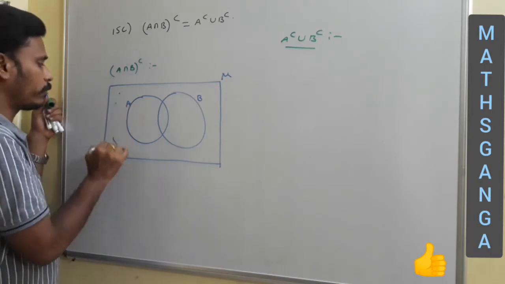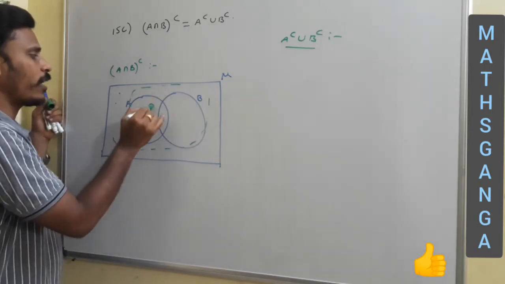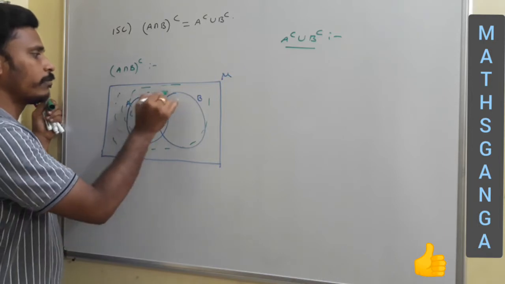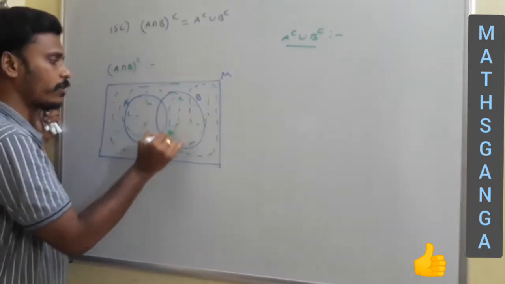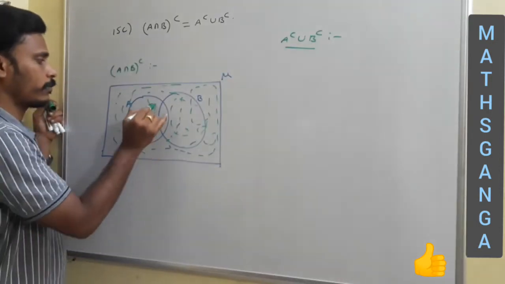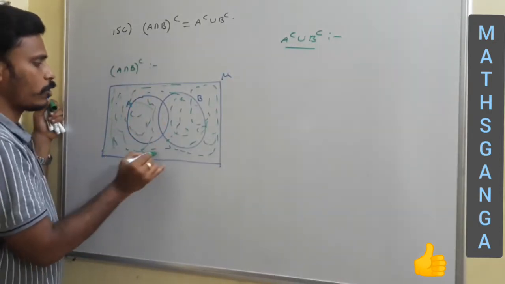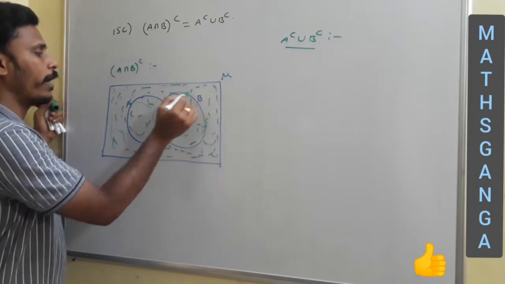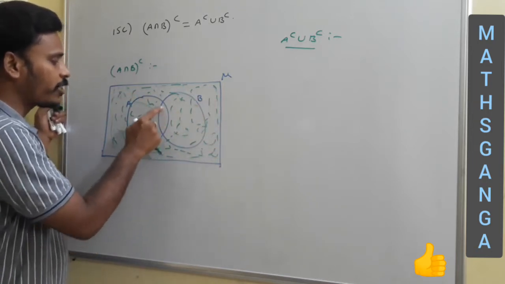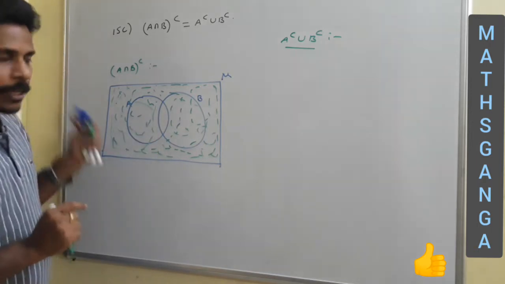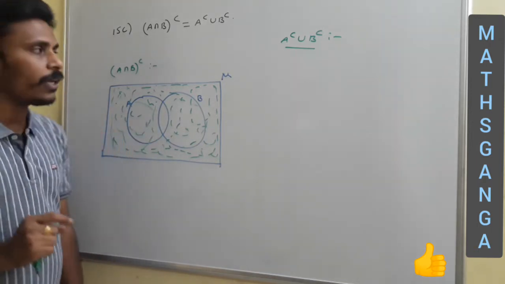I will use the remaining part like this. Without using vertical lines and horizontal lines, all these things require much time. That's why I am using this dotted thing. All these dots are meant for (A intersection B) complement, because I shaded nothing in this region. So this is the diagram for (A intersection B) complement.